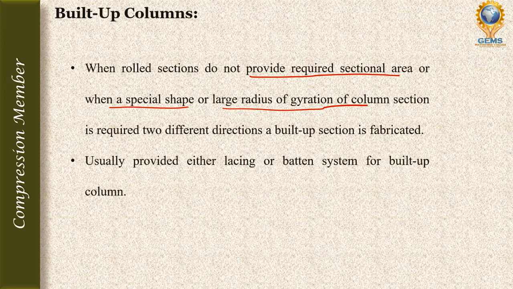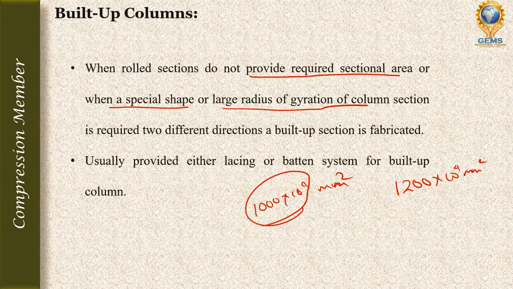That means, suppose the required sectional area is 1200 into 10 to the power 4 mm square. But in the market, you are having only 1000 into 10 to the power 4 mm square as the maximum, while here we need 1200. So we will combine two sections to achieve the required sectional area. That type we call a build-up section. Or if any special shape is required, then also we will go for build-up sections.